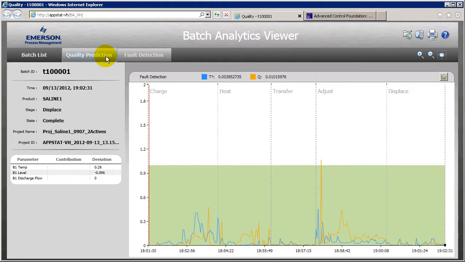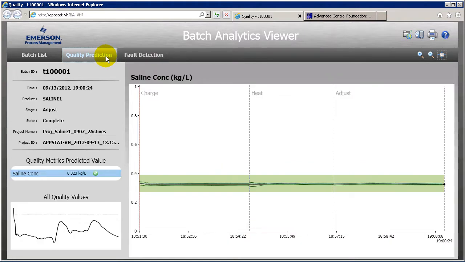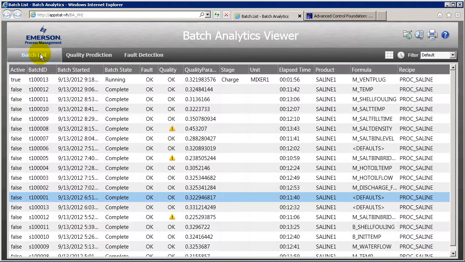By clicking on the quality parameter tab, we can see the prediction of quality throughout the batch, and in this case the product specification is shown in green, the upper and lower bounds on that, and the dark black line in the center is the predicted value. The lighter band about that is the confidence interval for the prediction itself. Normally the value will lie within this confidence interval, and the predicted value at end of batch is always displayed.